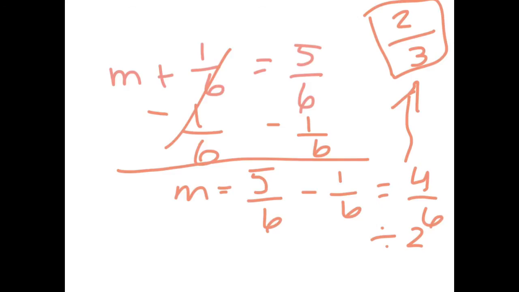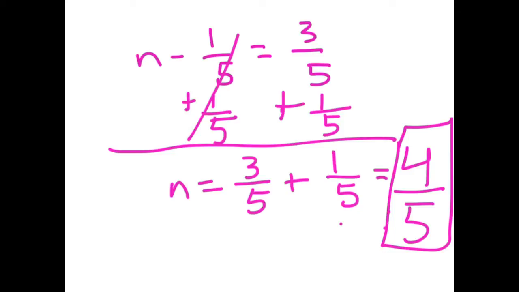Our equation is m plus 1 over 6 equals 5 over 6. The opposite of addition is subtraction, so it's 1 over 6 minus 1 over 6, which would give you 0, and 5 over 6 minus 1 over 6. And your answer would then be 2/3.